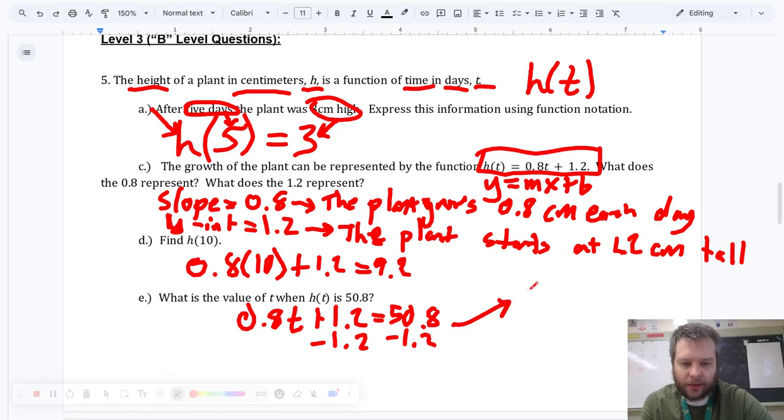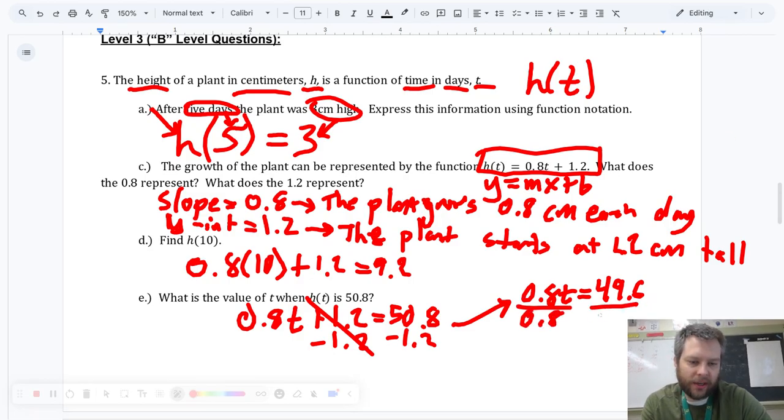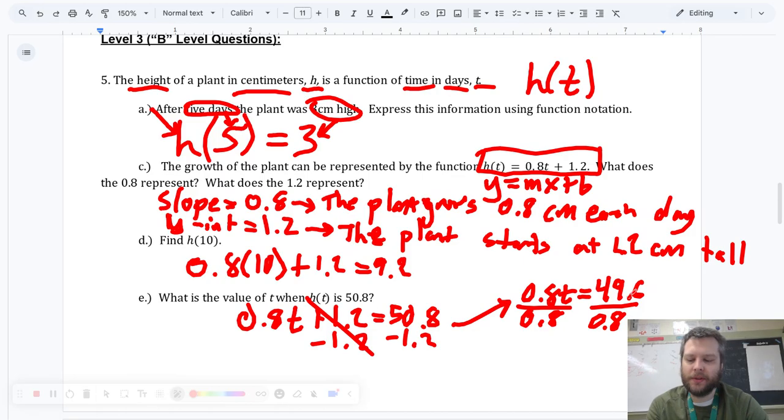So after I subtract 1.2, I get 0.8t. I subtract 1.2 to get rid of it from the left side. 50.8 minus 1.2, 49.6. Then divide. When you've got a number touching a letter, that means multiply, so just divide. 49.6 divided by 0.8 turns out to give me t equals 62. It means after 62 days, the plant will be 50.8 centimeters tall. All right.